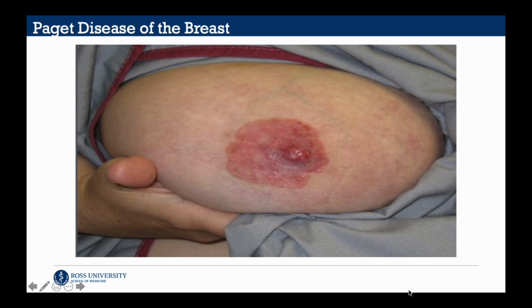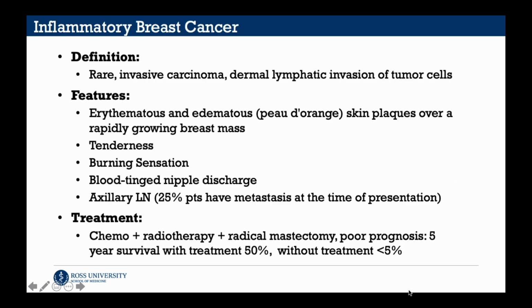This slide depicts a picture of a patient suffering from Paget disease. One can see how this condition can be confused with mammillary eczema. Lastly, we will look at inflammatory breast cancer. This is a rare, invasive carcinoma with dermal lymphatic invasion of tumor cells.